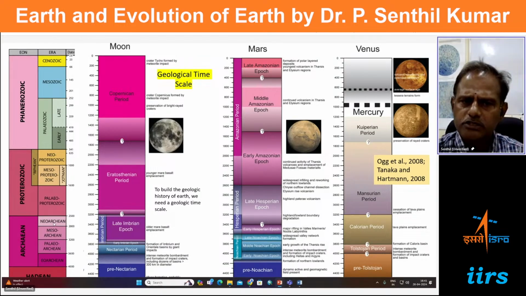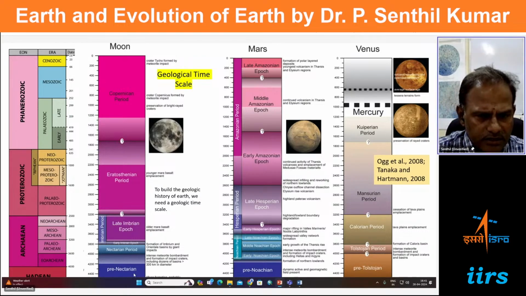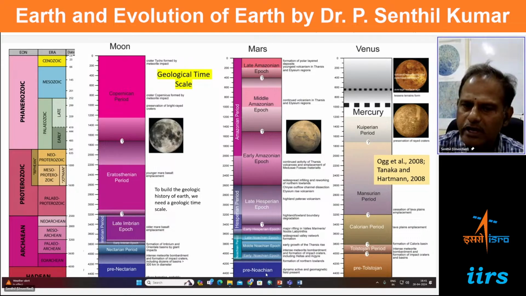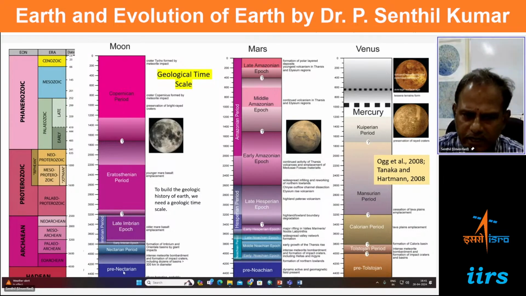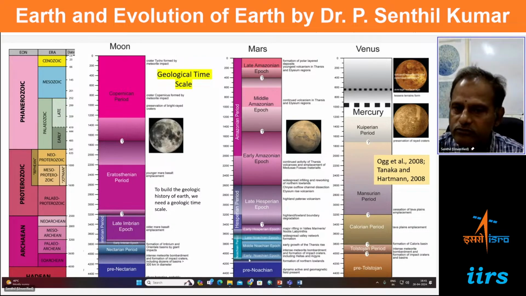In the same way, we can also have a time scale for the Moon, Mars, and Venus. If you look at the Moon and Mars, the pre-Nectarian periods are very equivalent to the Hadean and Archean Earth. Similarly, the pre-Noachian and Noachian epochs of Mars are almost equivalent to the Hadean. So we can compare the Hadean records of the pre-Nectarian Moon and the pre-Noachian Mars. Likewise, we can compare one planet to another planet.